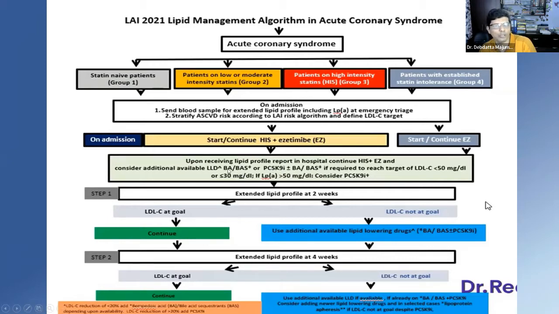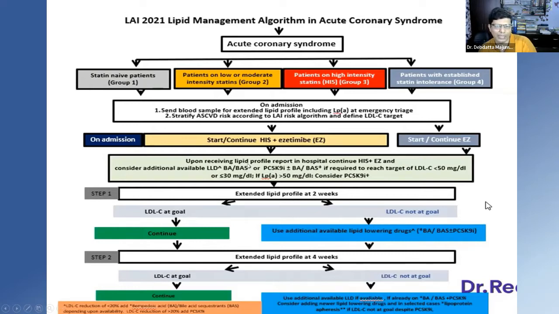Yes, we also have bempedoic acid, not available though in our country. Bile acid sequestrants, not very commonly used. But these are the extra agents that we have at hand today to achieve an LDL goal of at times less than 30 in some selected patients. And then you keep on repeating the lipid profiles. At 2 weeks, if it's at goal, you're fortunate, continue with your treatment. If it's not at goal, keep on adding one by one. That is the statement as far as the guideline is concerned.